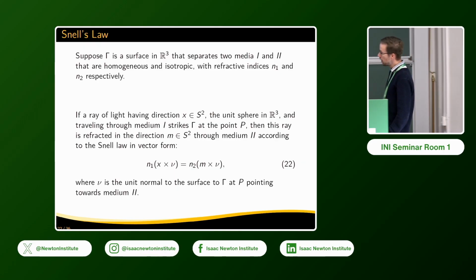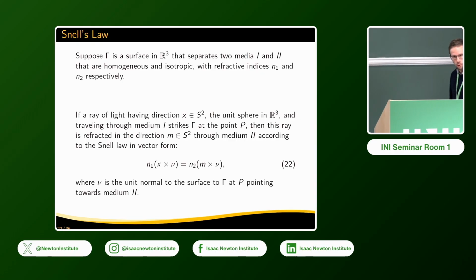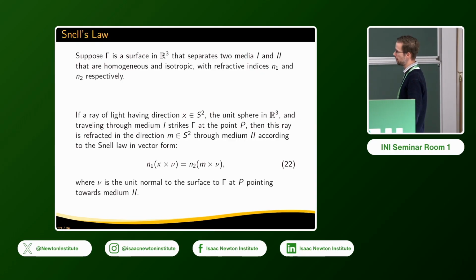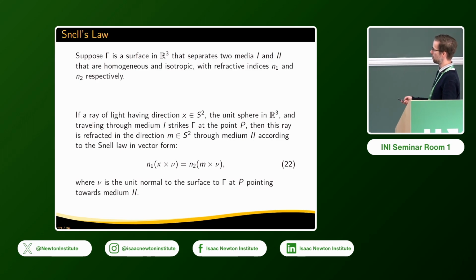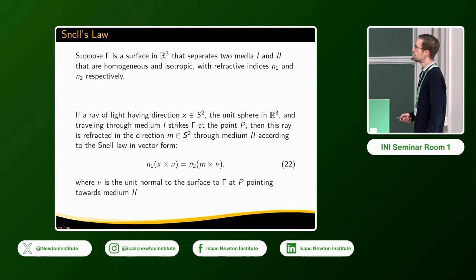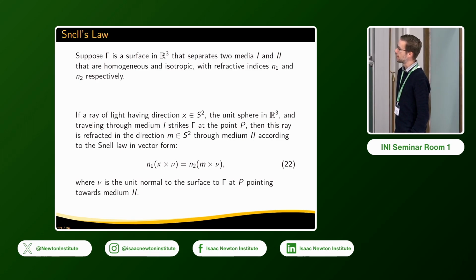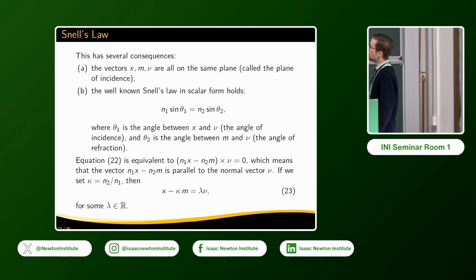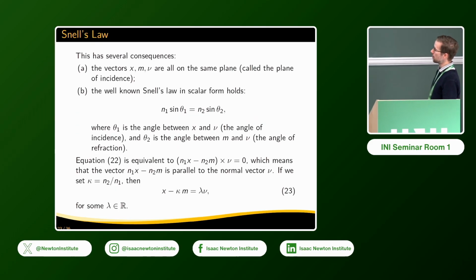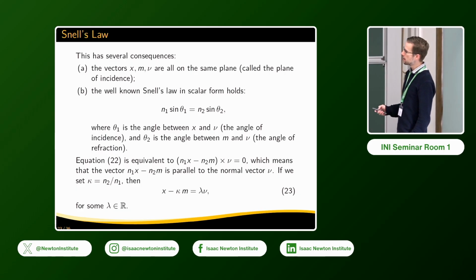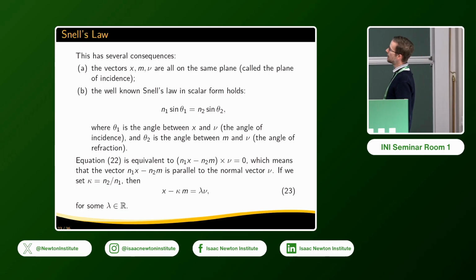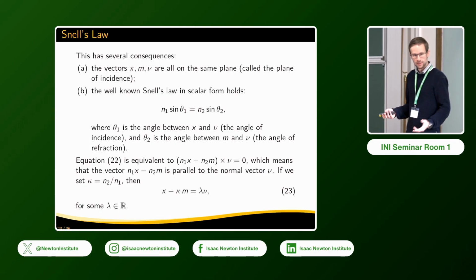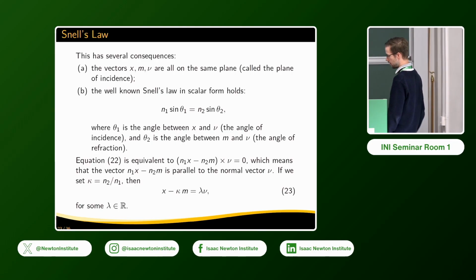So you get a lot of information from this vector form, which may be strange to see at first, but you recover a lot of information and a lot of classical things from this vector formulation. So let me talk about a few of the things that we can learn from this vector formulation. In particular, you have the three vectors, the incident ray x, the refracted ray m, and the unit vector nu. These are all on the same plane. This is called the plane of incidence.